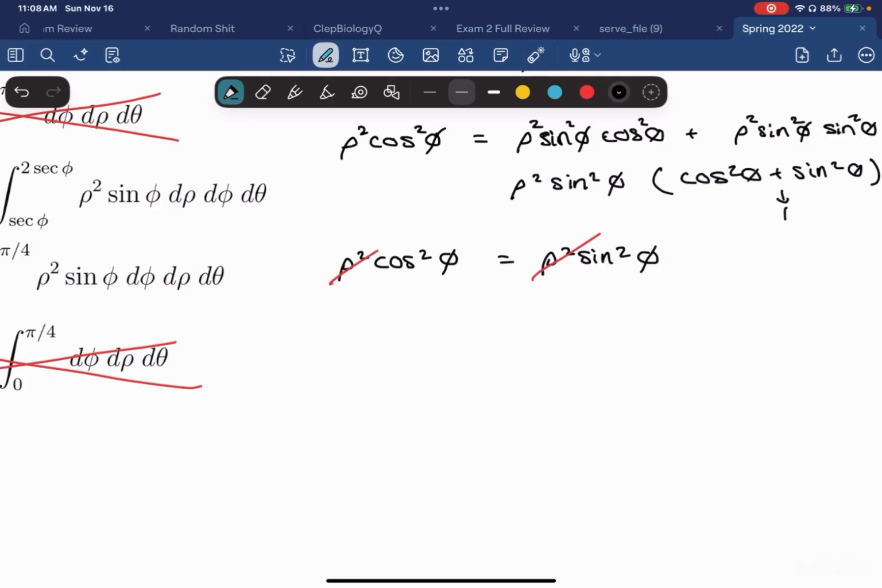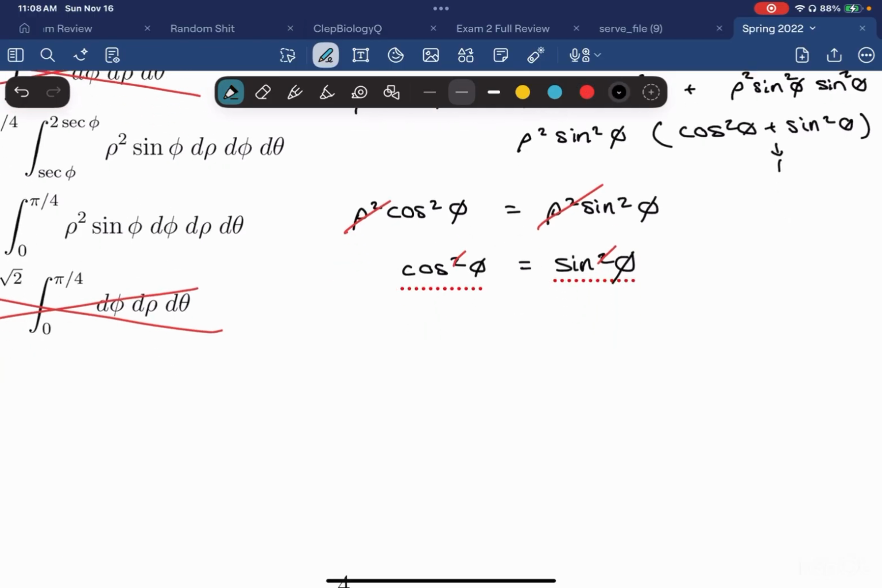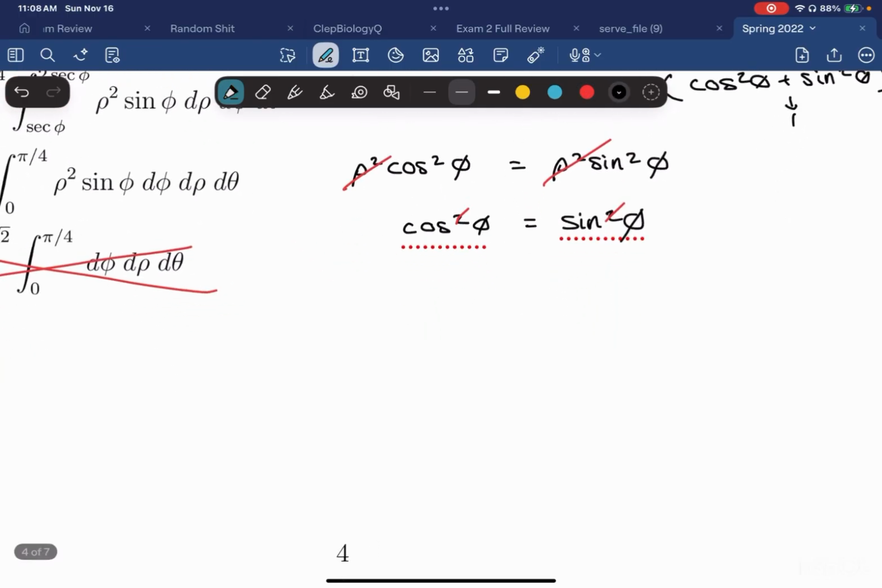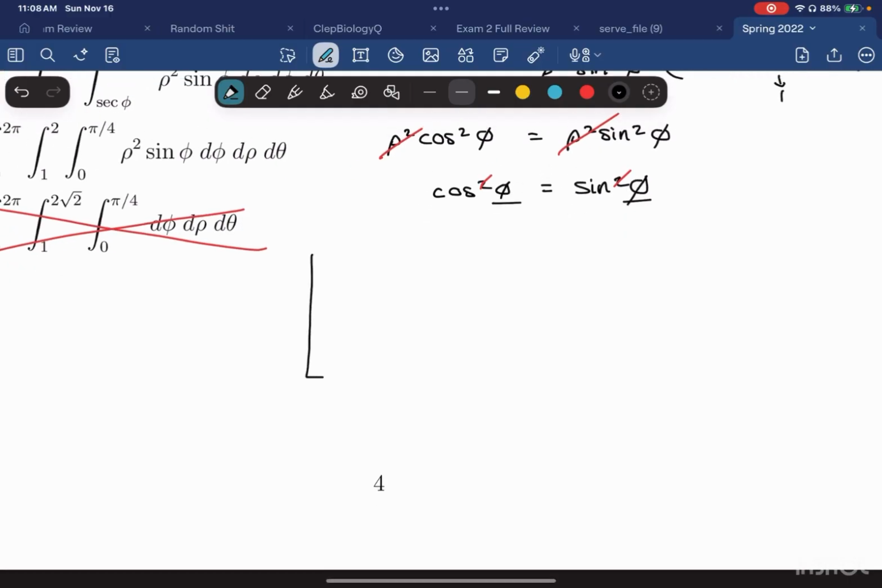In this case, cosine squared of phi is equal to sine squared of phi. Or you can just say that cosine phi is equal to sine phi. So where in the unit circle are the angles equal to each other? That's right, pi over 4, where the point is square root of 2 over 2. So in this case, our phi is equal to pi over 4.